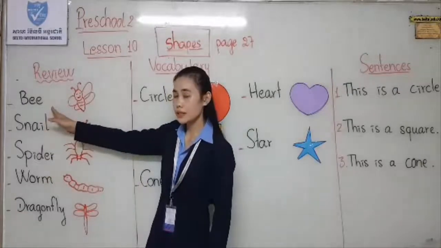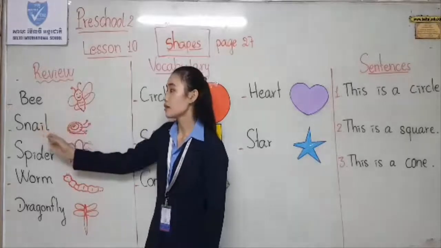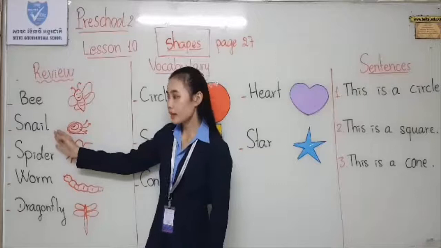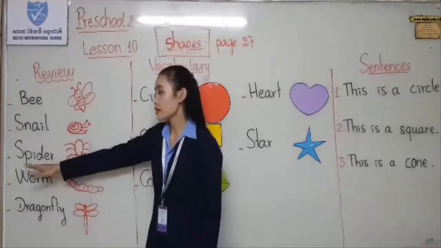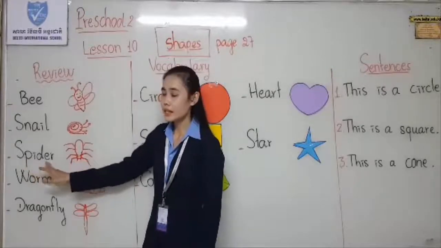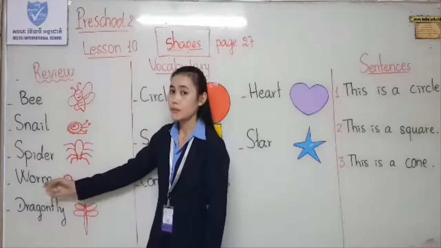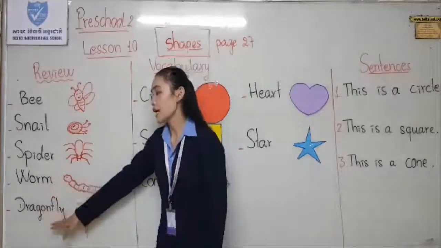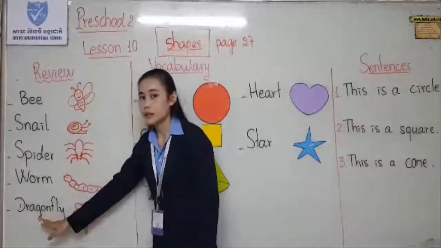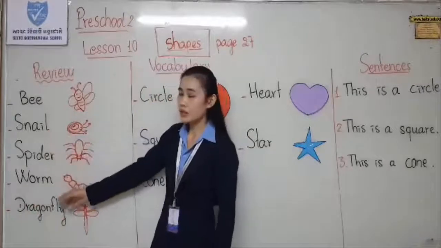The first word is bee. The second word is snail. The third word is spider. The fourth word is worm. And the last word is dragonfly. So everyone, let's spell together.